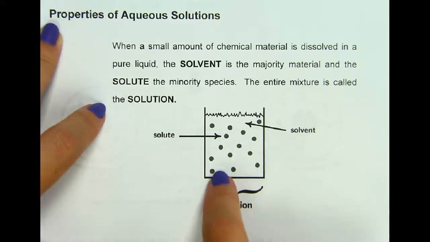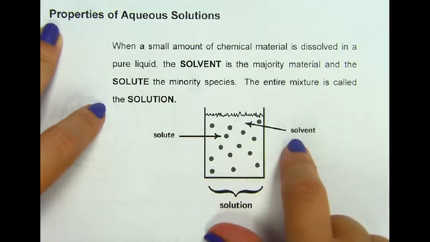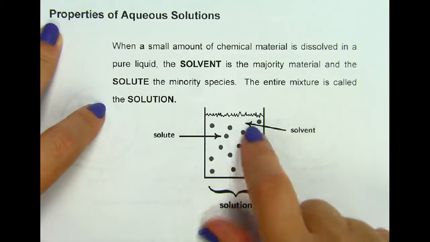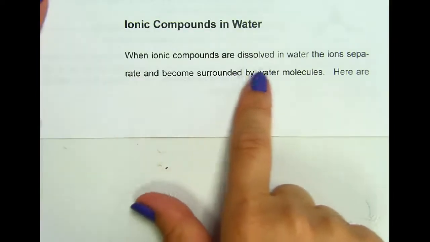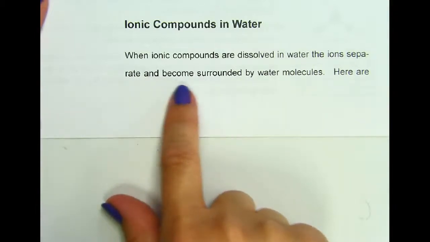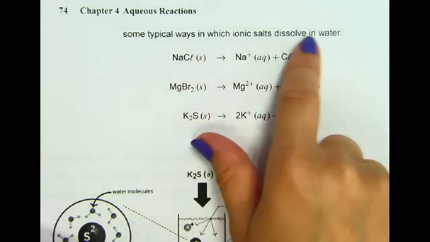And then your solute is going to be the particles that we represent, and we don't usually represent the solvent, which is the water molecules within the liquid. When ionic compounds are dissolved in water, the ions separate and become surrounded by the water molecules. Here are some typical ways in which ionic salts dissolve in water.